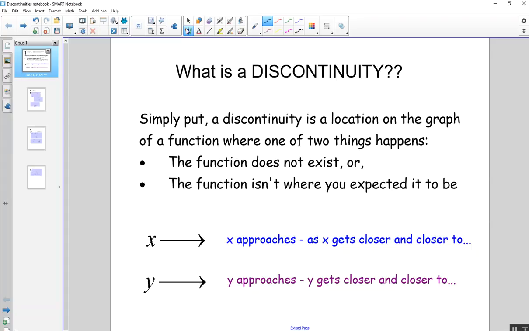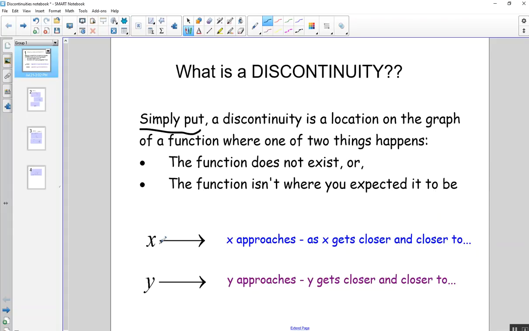Today we're going to talk about discontinuities on functions. So what is a discontinuity? Simply put, a discontinuity is a location on the graph of a function where one of two things will happen. Either the function does not exist, or the function isn't where you expected it to be, and we'll look at that on the next couple slides.